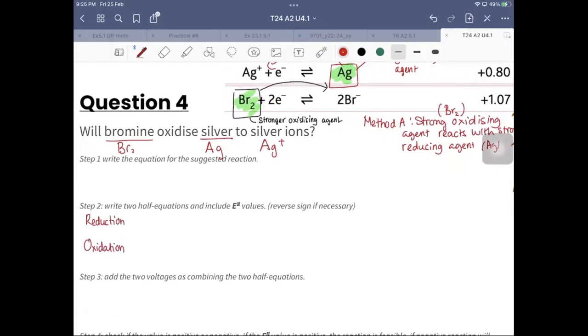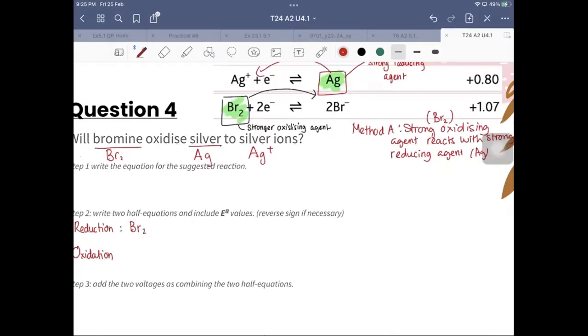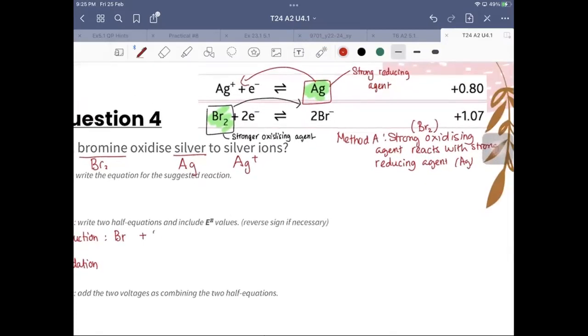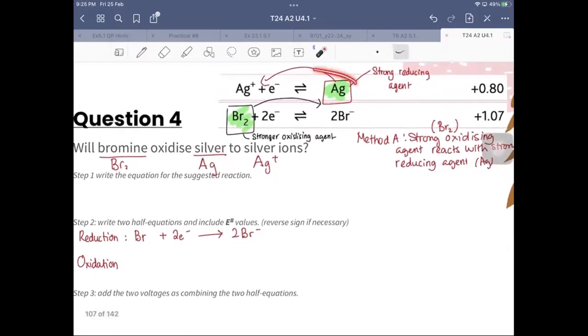Okay, so our reduction reaction, the species that is most likely to be reduced in this case is bromine. I hope you can understand why. Bromine will gain electrons to be reduced to 2 bromide. And then oxidation is the one with the less positive value. So Ag will be most likely to be oxidized to Ag+ and e-. Now, if you're wondering how I came up with that answer, it is because of the values. The more positive will go reduction, and the more negative will go oxidation. Again, even though it's not negative, it's less positive.